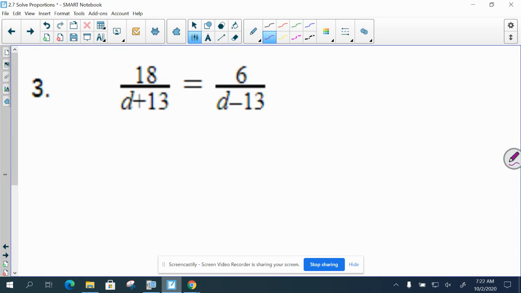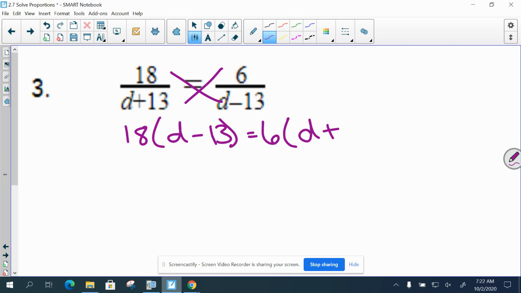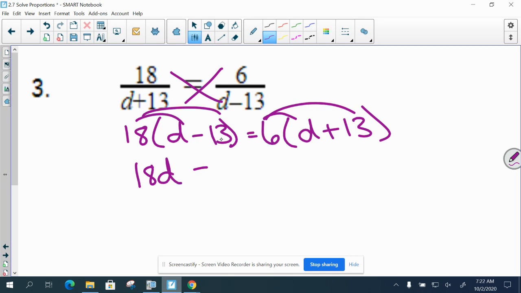All right, number 3. So let's use the cross product. So 18 parentheses d minus 13 equals 6 parentheses d plus 13. Okay, use the distributive property. So 18d minus, type that in your calculator, 18 times 13 is 234, equals 6d plus 6 times 13 is 78.